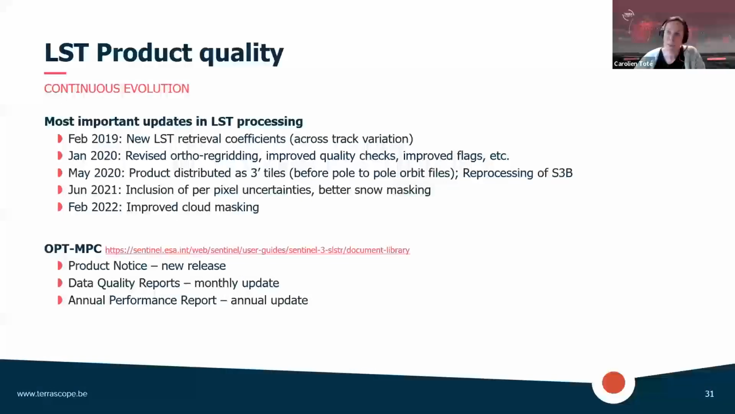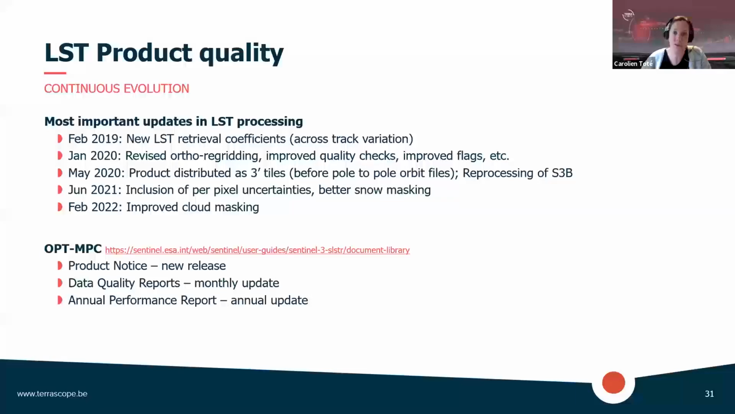On product quality, same story. So it's a continuous evolution. The most important updates in the LST processing, I've listed them here. So in February 2019, they updated the retrieval coefficients to improve the variation across track. In January 2020, they revised the ortho-regridding, improved the quality checks, improved the flagging of clouds, and so on.